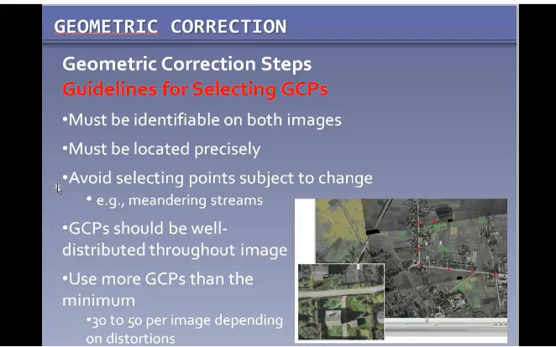You know, maybe it might be really obvious where a farmer plowed in one image, but it may not have been plowed in a different year. So make sure that you're identifying things that are not likely to have changed.